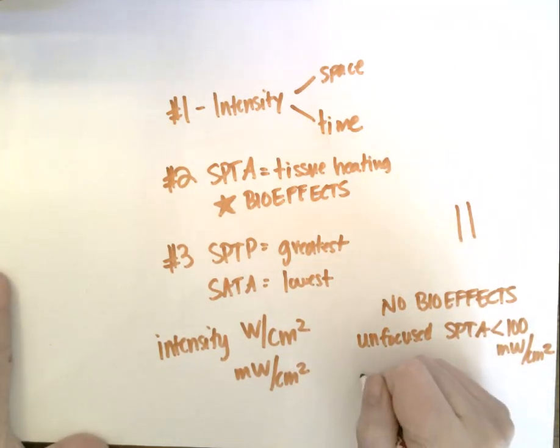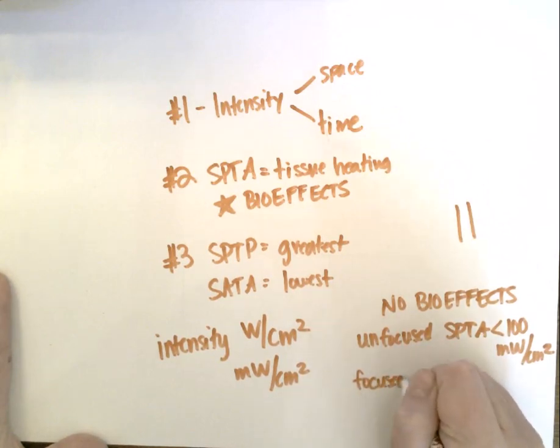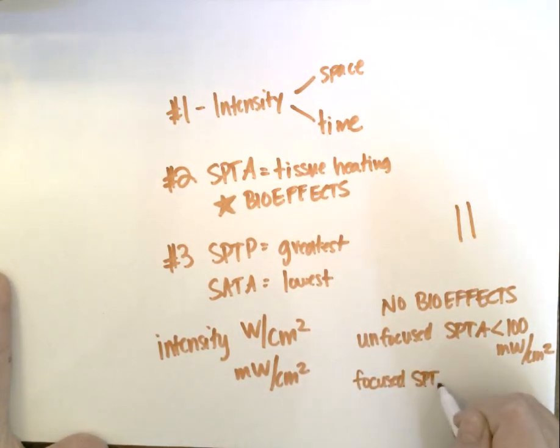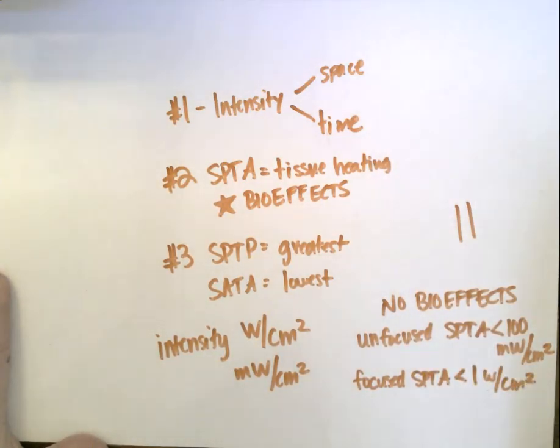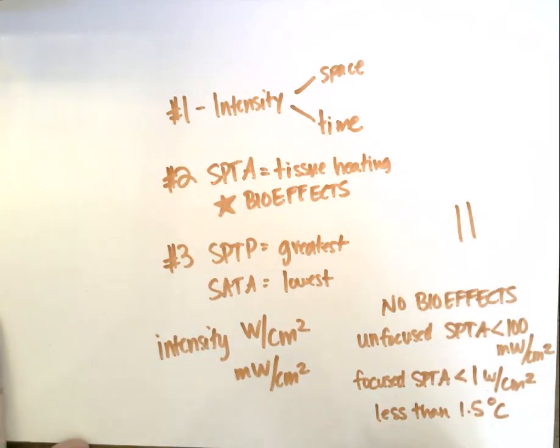We also know that there are no bioeffects in a focused beam when the SPTA is less than 1 watt per centimeter squared. And what we find with both of these, if we keep the SPTA under these limits, we will see that we keep the temperature rise to be less than 1.5 degrees Celsius.